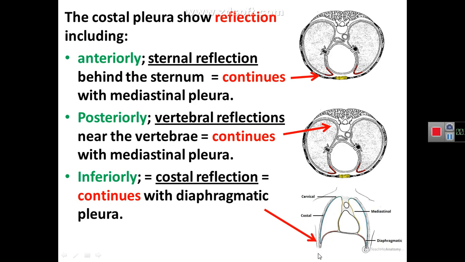The third reflection, which is the inferior reflection, which is this one, is the reflection of the costal pleura with the diaphragmatic pleura. The parietal costal with the parietal diaphragmatic pleura.